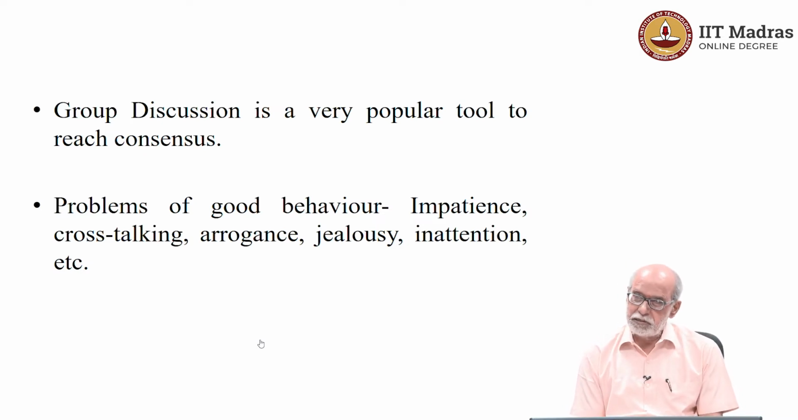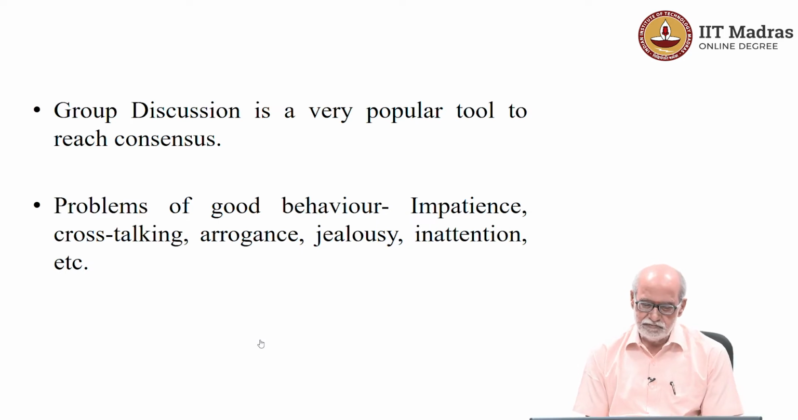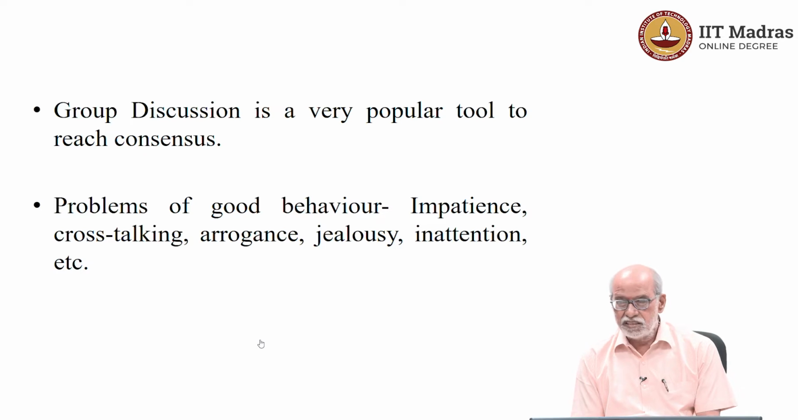We become irritable, irritating, irritated, quarrelsome, overgrabbing, hungry for attention, jealous, envious, cross-talking, arrogant, get distracted easily. A lot of variety of things happen. Okay? But go to the next.